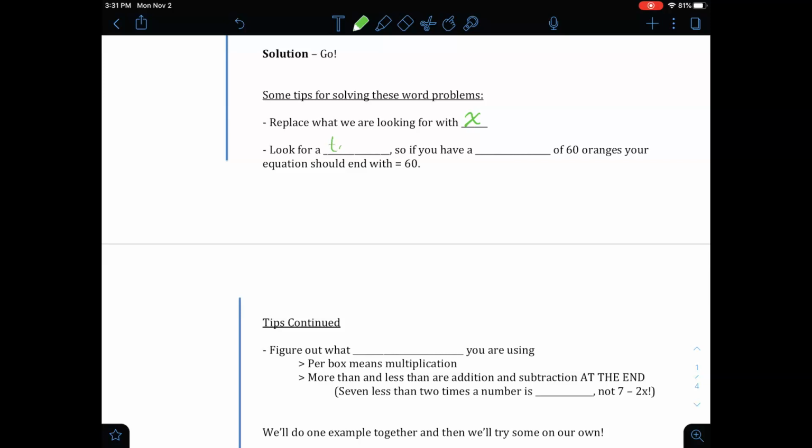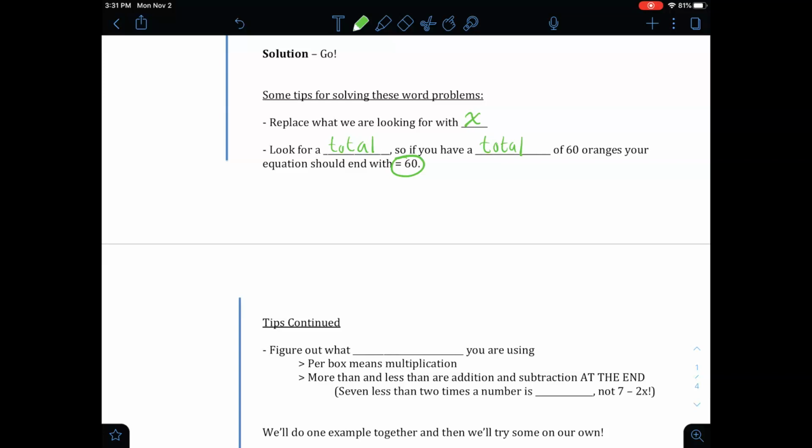Then we're going to look for a total. A what? A total. So if you have a total of 60 oranges, your equation should end with equals 60. Equals 60 if you have a total of something.